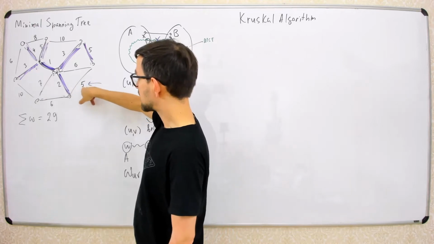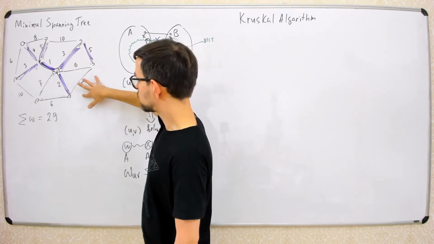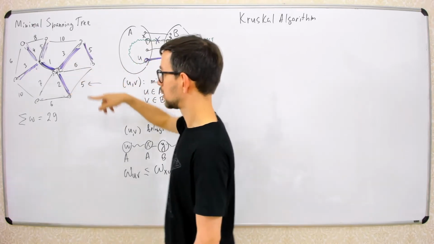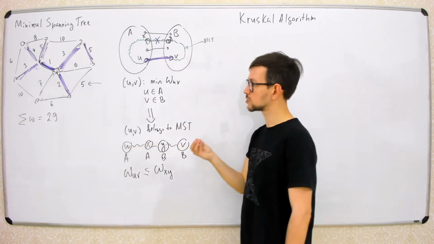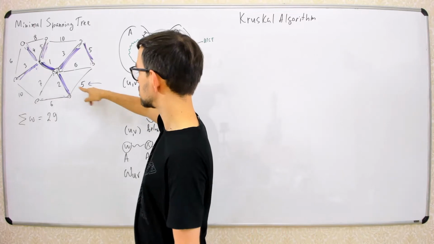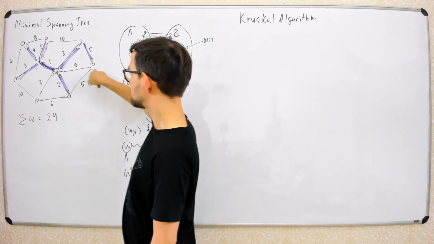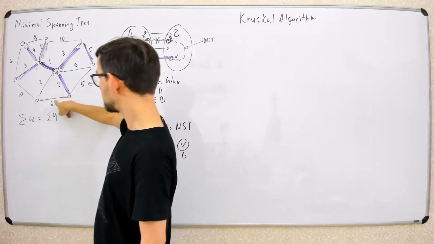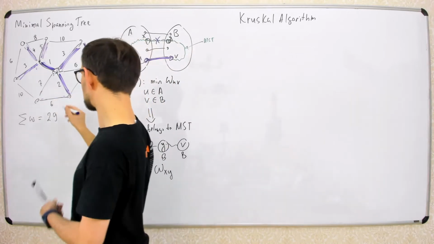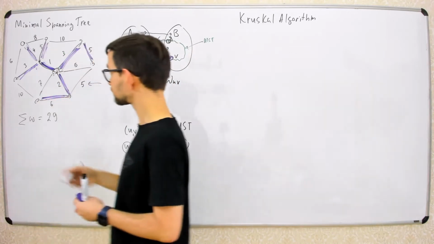So if we try to add this edge and we'll have this cycle, then we just skip this edge and take the next edge. And so on. This 6: if we add this 6, again, we will have a cycle. So we skip this 6, take this other 6. This 6 will not form any cycle, so we add this edge and so on.